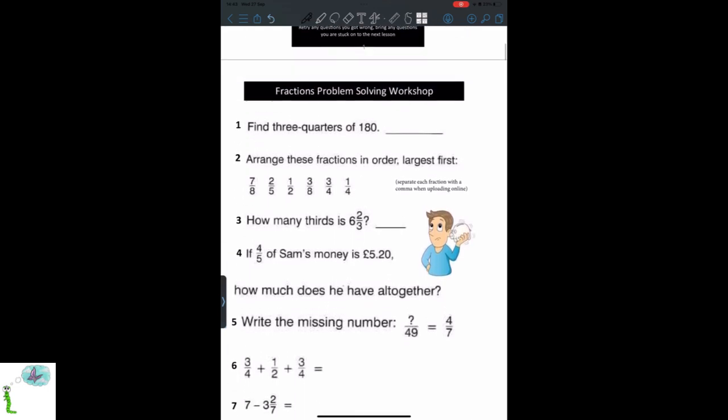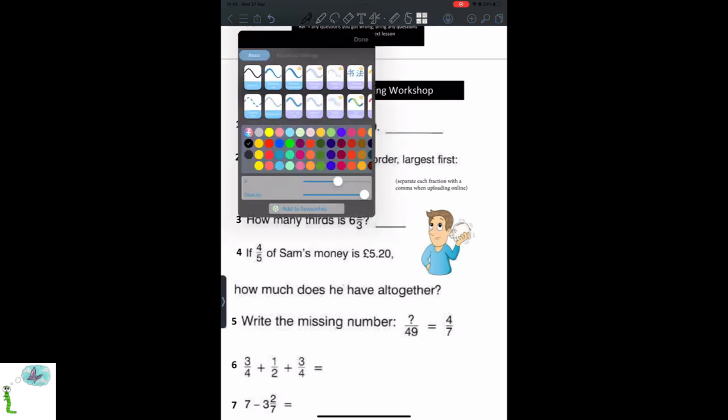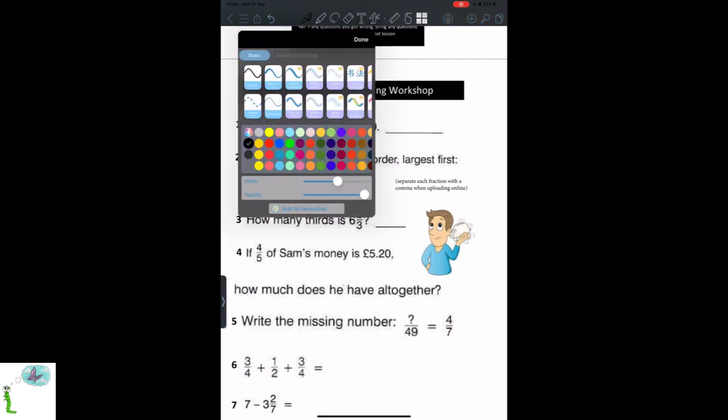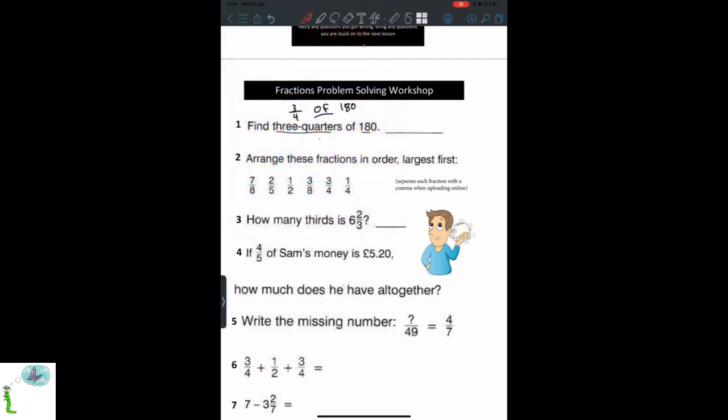We're going to start off the fractions problem solving workshop. Find 3/4 of 180. Question 1, right? So 3/4 is 3/4, as most of you all know. So it's asking of 180. Whenever you see the sign "of", what it actually means is times.